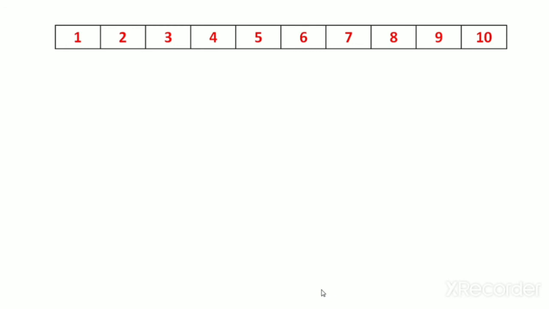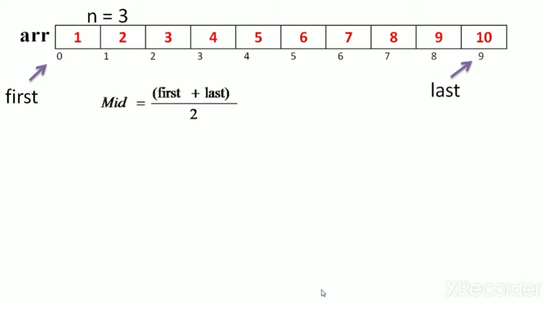Again I have an array with elements 1 to 10 with indices 0 to 9, and let's name it ARR. Let n be 3 this time, so let's search for 3. The first thing is it stores the first index and the last index, which are 0 and 9, and it calculates the mid by the formula first plus last divided by 2, which is 4.5. But 4.5 is not valid, so it takes the lower limit, which is 4.